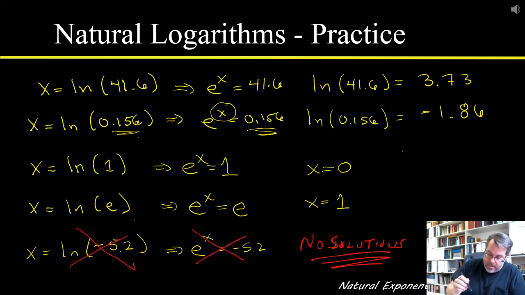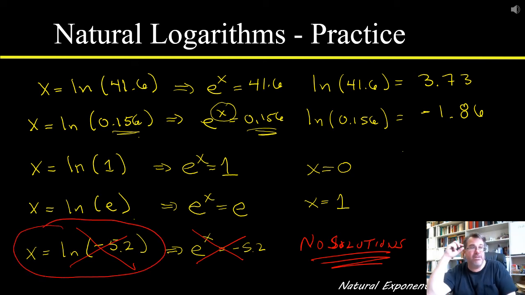When you're doing your chemistry problems, anytime you end up with something like this, where you're trying to take the log of a negative number, if that comes up, you've made a mistake somewhere. So go back and check your math and see if you can figure out what you need to do to fix that.